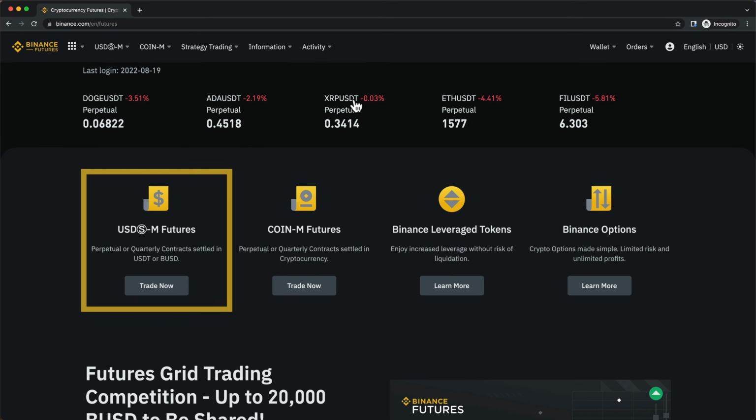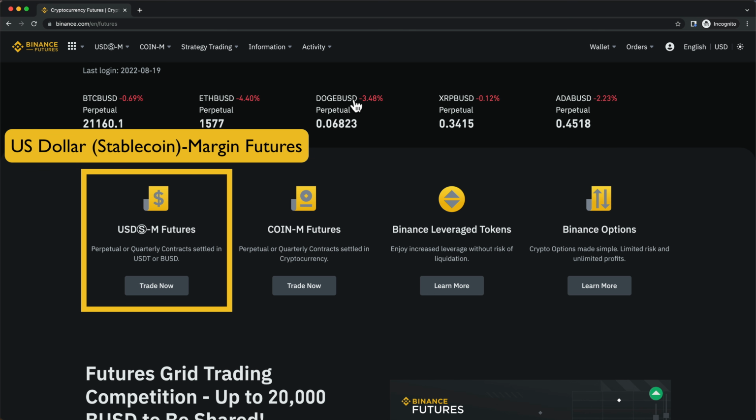First, we have the USD-SM Futures, which stands for US Dollar Stablecoin Margin Futures. As you can tell by the name, these futures are settled in a US dollar stablecoin. Specifically for Binance, that's either USDT, US dollar Tether, or BUSD, the Binance US dollar.